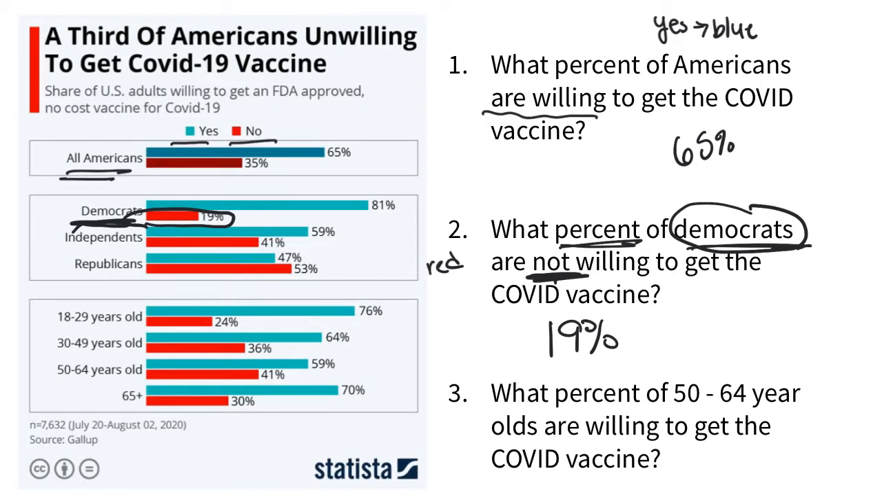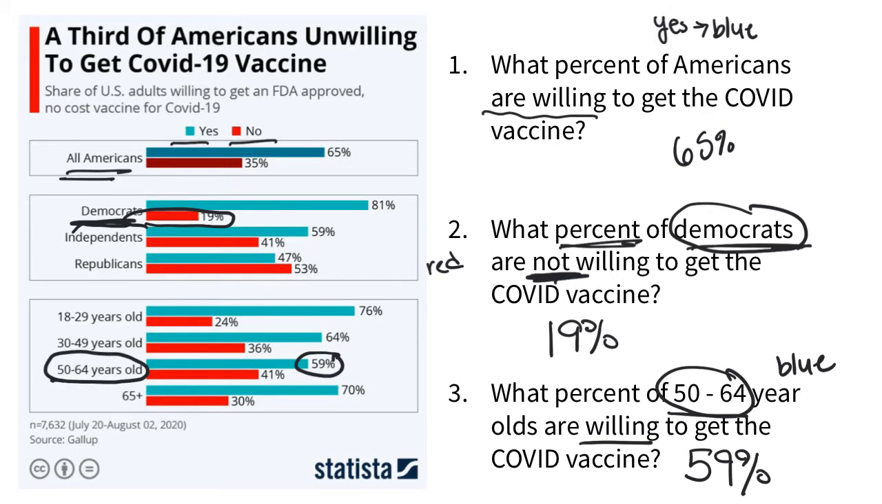Last but not least, this question says, what percent of 50 to 64-year-olds are willing to get the COVID-19 vaccine? Well, since it says willing, I know that means yes, which means I'm looking for the blue group of people who are 50 to 64 years old. So I'm going to be looking for blue and for this age group. I see this age group right here, 50 to 64 years old. And I'm looking at this blue number because they're willing to get the vaccine. So I know that this answer is 59%.